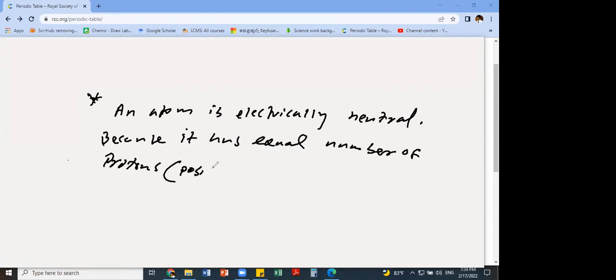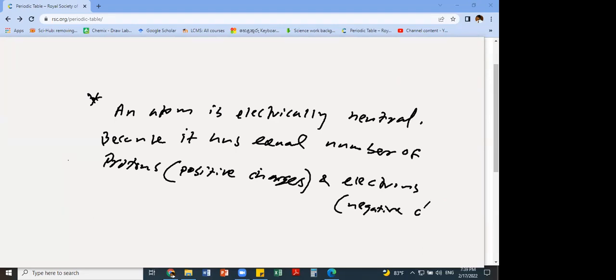I'll write here within bracket positive charges and negative charges, equal number of positive charges and negative charges. I'll write here protons in brackets, positive charges, and electrons in brackets, negative charges. Electron is negative charge, equal number of protons and electrons.